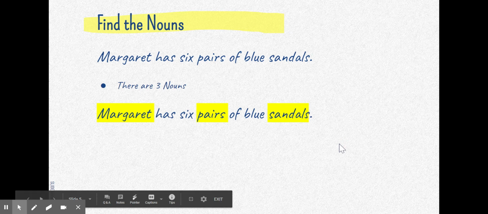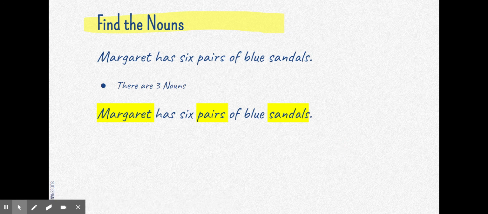Okay, I'm going to reveal the answer now. Our 3 nouns are Margaret, because she's a person, pairs, because it's a thing, a pair of something is a thing, and sandals, because it's a thing. So our 3 nouns were Margaret, pairs, and sandals. So make sure you've got those correct on your notes.